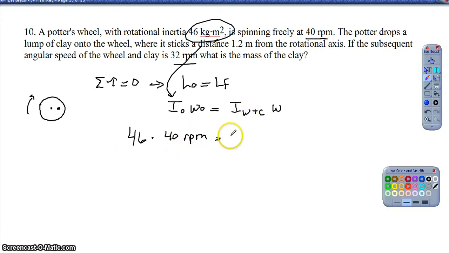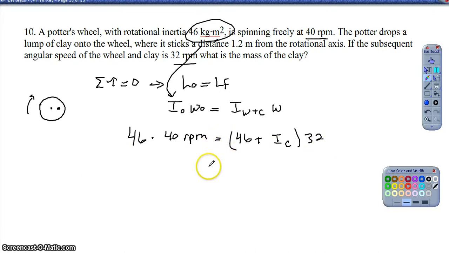And then on the right-hand side, the only thing you have to be careful about is after the collision, you have both the moment of inertia of the wheel, which we know is 46, plus the moment of inertia for the blob of clay, right? And then finally they tell me the final angular velocity is 32, right? So solving it from here, just a matter of doing a little bit of algebra, right?